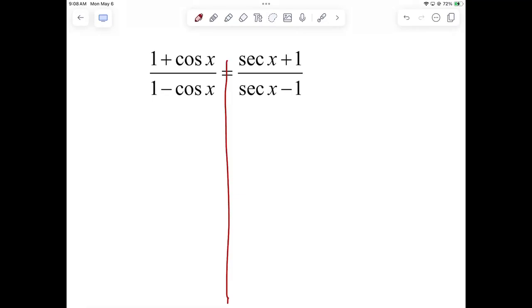I can multiply the left by 1 plus cosine over 1 plus cosine. That's the conjugate of the denominator. Or I can multiply the left by 1 minus cosine over 1 minus cosine. That's the conjugate of the numerator. Same thing on the right. I can multiply by secant x minus 1 over secant x minus 1, or secant x plus 1 over secant x plus 1. I've got 4 opportunities to multiply by the conjugate over the conjugate. Which one should we try? One of them is probably going to be a little bit smoother than the other in terms of getting to the right answer. Which one should we try? Should we try any of them?